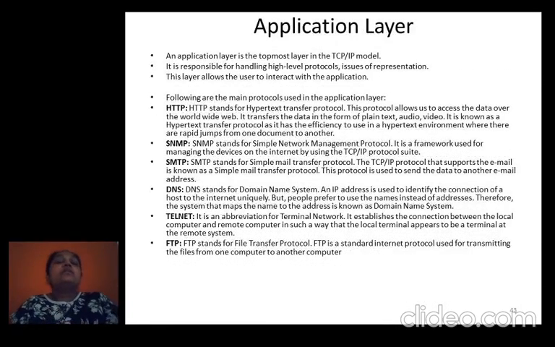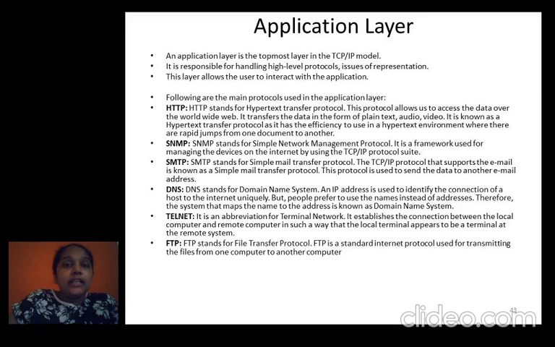Okay, so the last layer of the TCP/IP model is the application layer. The application layer is formed with the help of three layers in the OSI model, which are the presentation layer, session layer, and application layer, combined to form the application layer in the TCP/IP model.